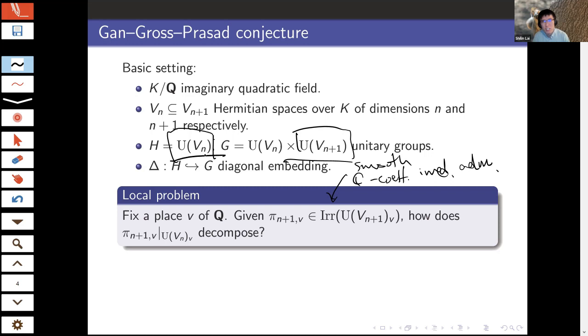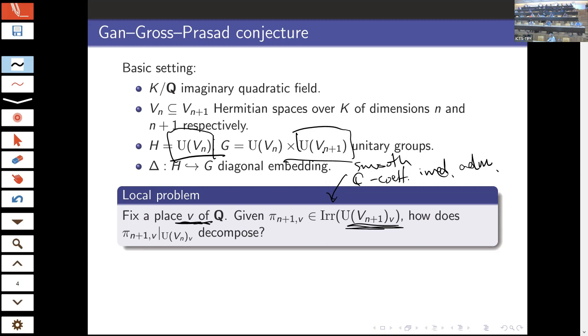So this would be a generalized... This representation pi is supposed to be automorphic? No, this is local. Local, I see. Okay. Yes, so this is a local group, so it's a smooth, irreducible, admissible representation. Thank you.